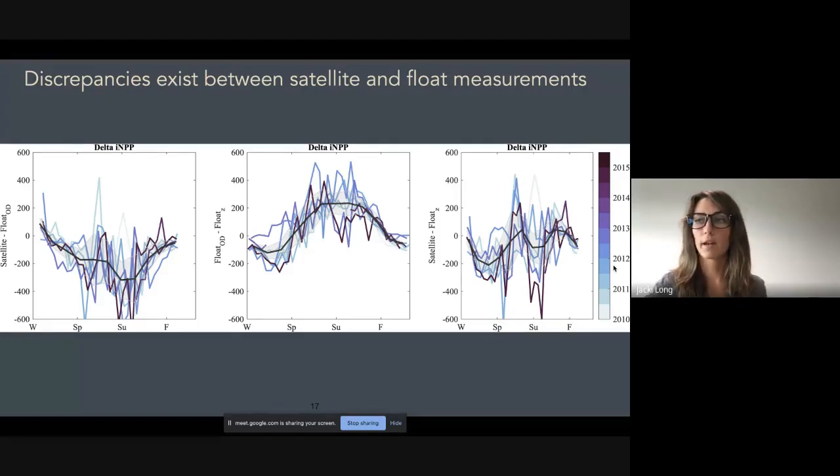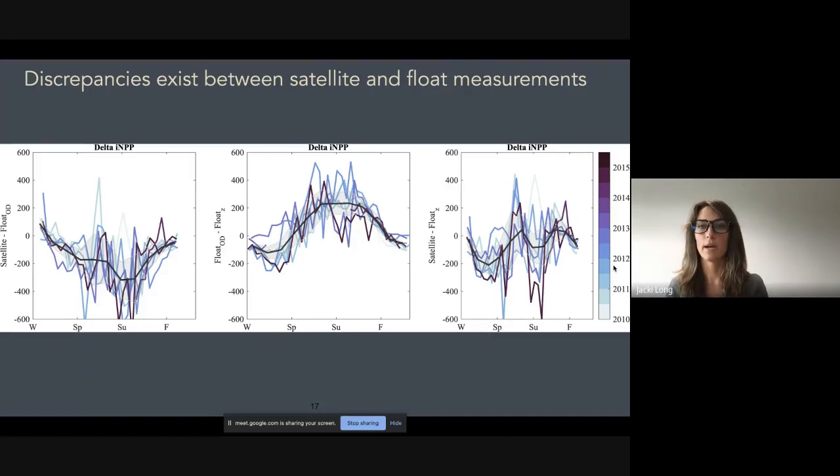And then the middle panel shows the difference between that same optical depth averaged float data, so kind of a proxy for satellite, minus the actual depth integrated data of float NPP. So now we've removed any weirdness between satellite input variables versus float input variables, and we're just looking at how the algorithm does in making assumptions with depth versus the actual depth measurements.